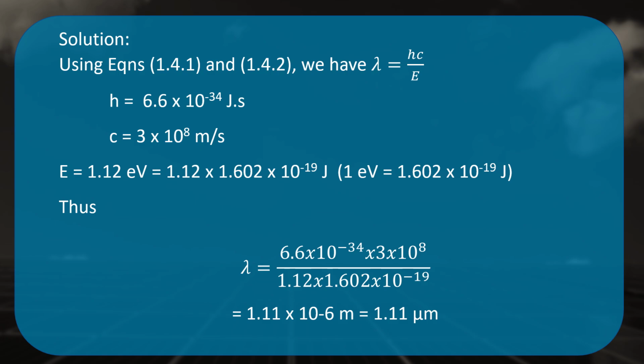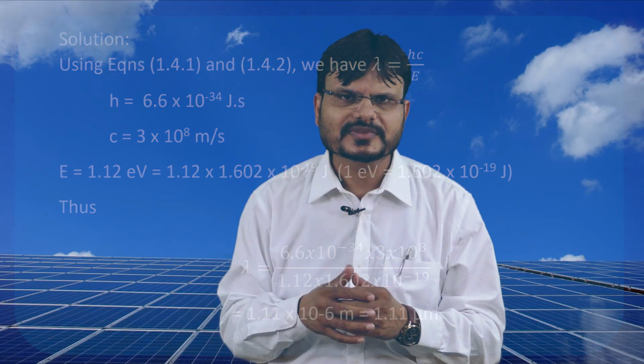So it can be written as 1.12 into 1.602 into 10 to the power minus 19, so it comes in joule. Now just put all these values, and after solving you will get the value of lambda equal to 1.11 into 10 to the power minus 6 meter, which can be written as 1.11 micrometer.